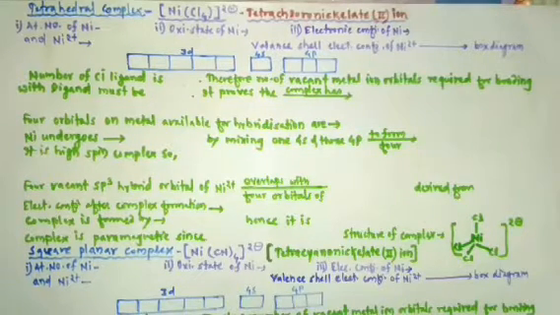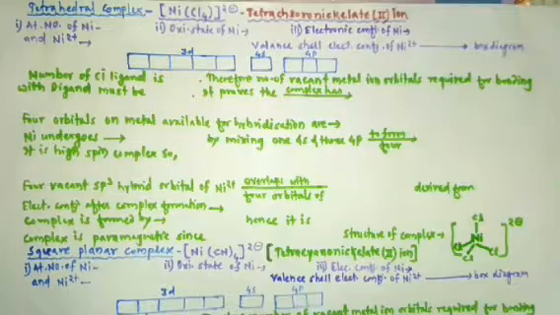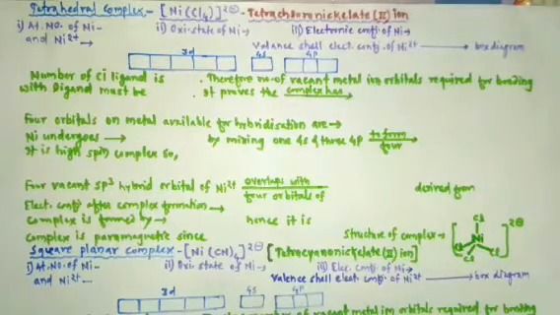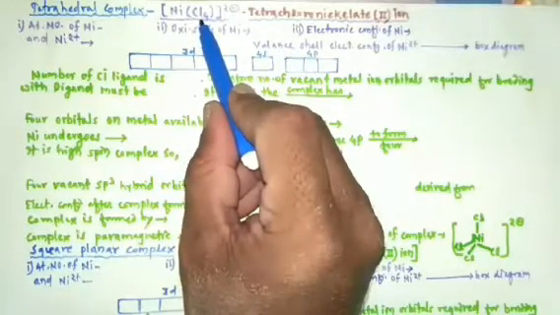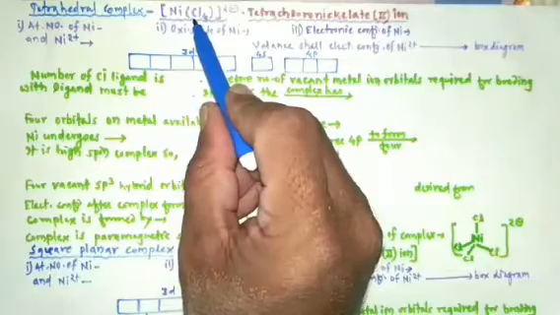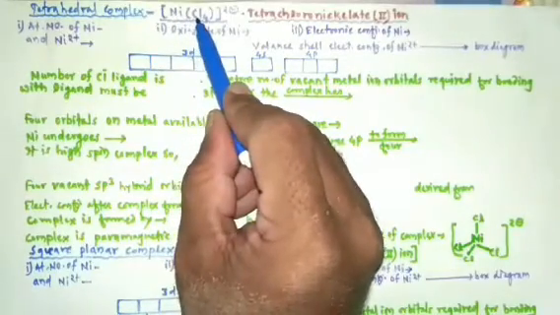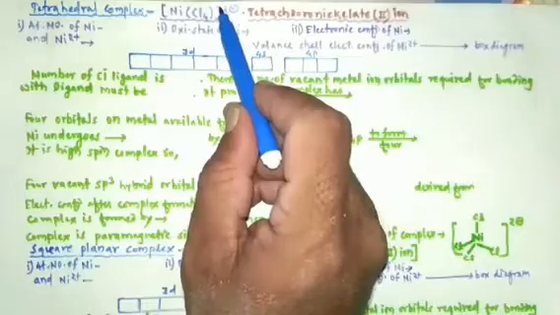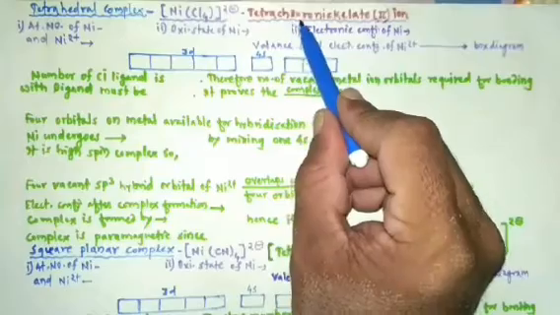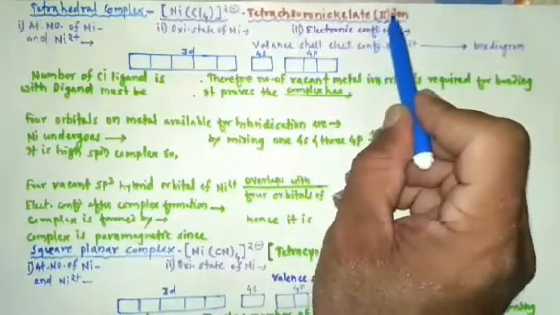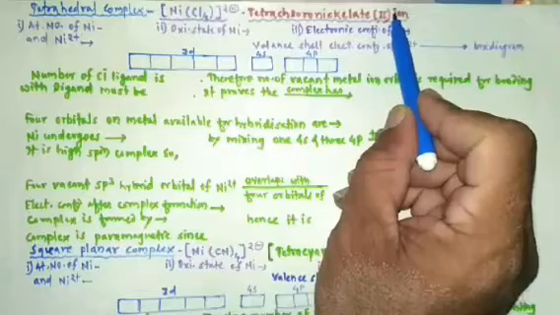So today we are going to study tetrahedral complex. First of all, today we are going to study one tetrahedral complex, and that complex is tetrachloronickelate second ion, that is NiCl4 2 minus ion. So let's study the structure of tetrachloronickelate second ion according to valence bond theory.